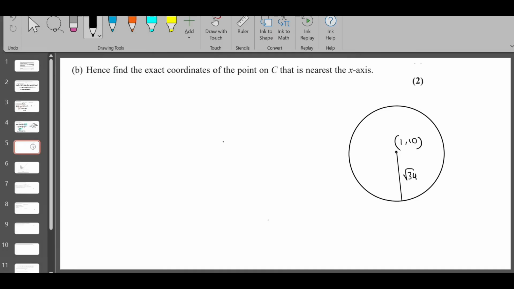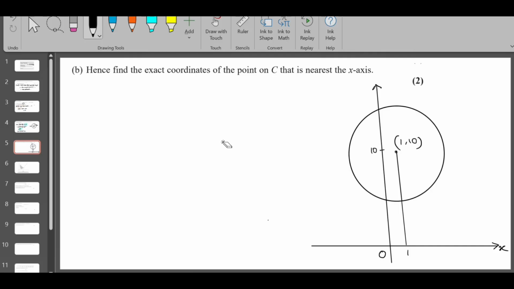But the y coordinate is 10, so definitely the x-axis will be somewhere here. How do I know? Because this length is only 5 point something, but the total length should be 10, because the y coordinate is 10. And the x coordinate is 1. So the y-axis should be somewhere here, because the distance from the y-axis to this point is just 1 unit. Means this is 1, this is 10, this is the origin.